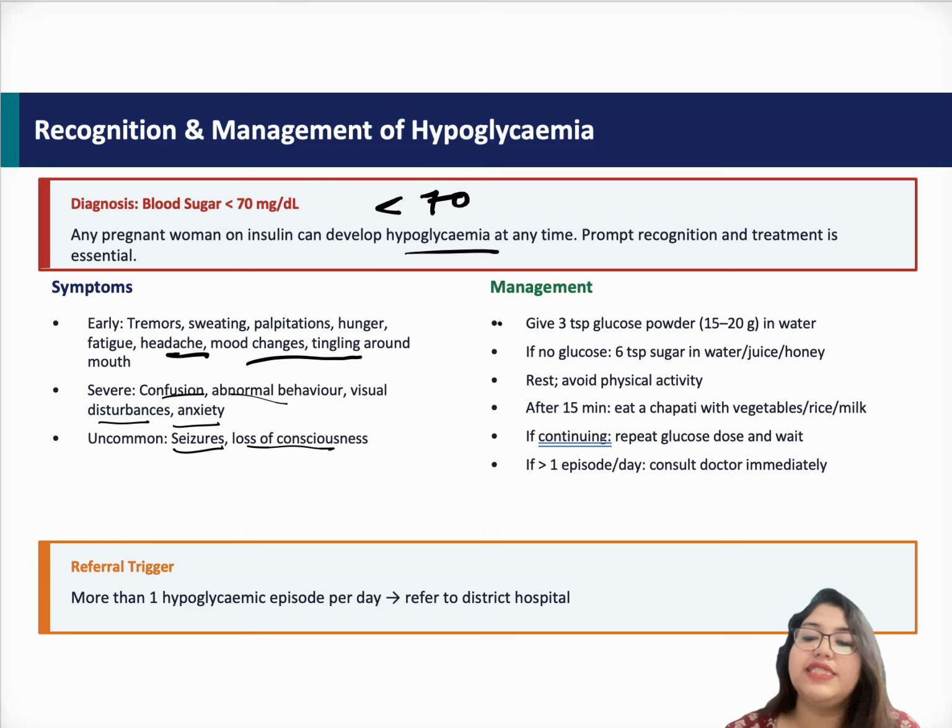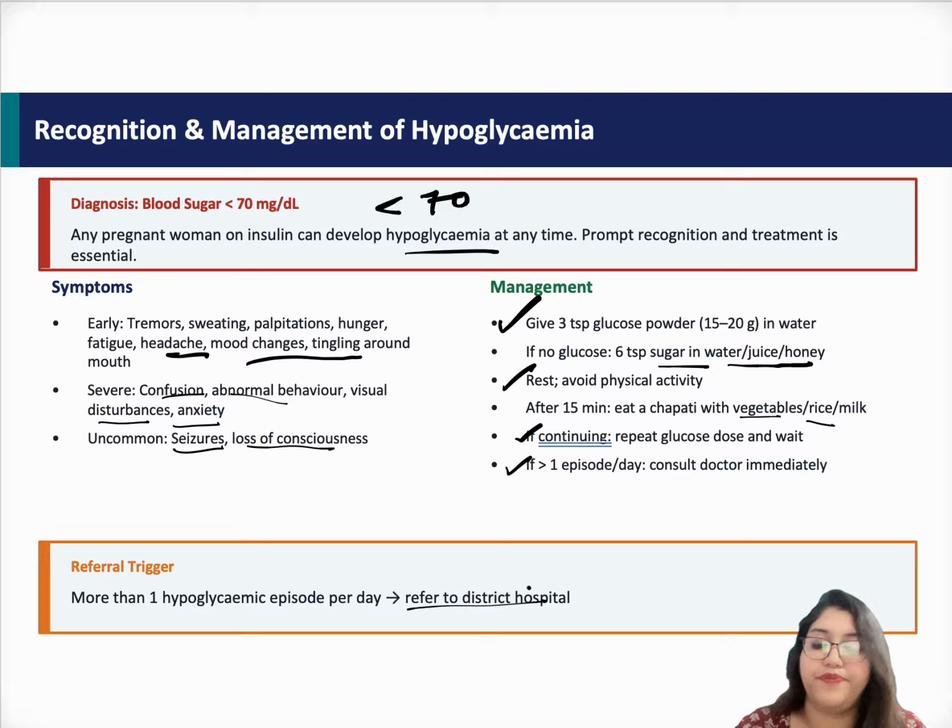So management is give 3 tablespoons of glucose powder in water. If no glucose, 6 tablespoons of sugar in water, juice or honey. Rest, avoid physical activity. After 15 minutes, eat a chapati with vegetable, rice, milk. If symptoms continue, repeat the glucose dose and wait. If more than 1 episode per day, consult the doctor immediately. More than 1 hypoglycemia episode per day, we have to refer to a district hospital.